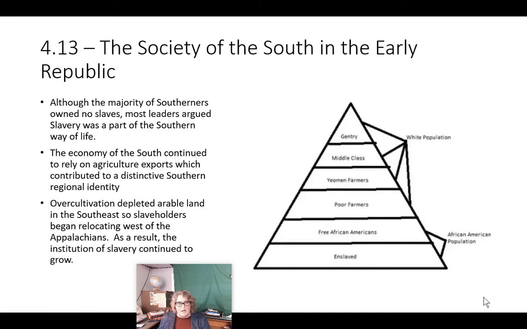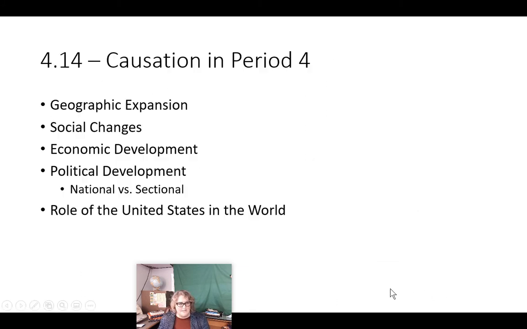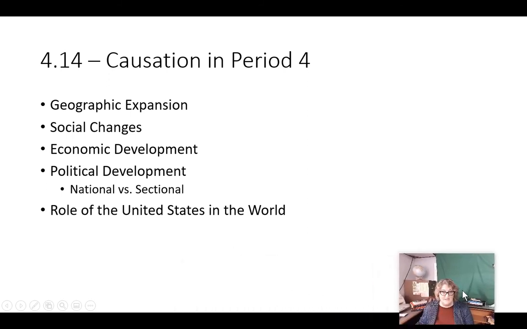And throughout all of it, the major focus in terms of skill is going to be on causation. So as you study this, we're looking at cause and effect over and over. So causes and effects of geographic expansion, the causes of social changes, the effects of those changes, economic development, political developments, and we're really focusing on national versus sectional here. And then the role of the United States in the world, for example. So throughout all of it, that's what we're really going to be looking at is causation.